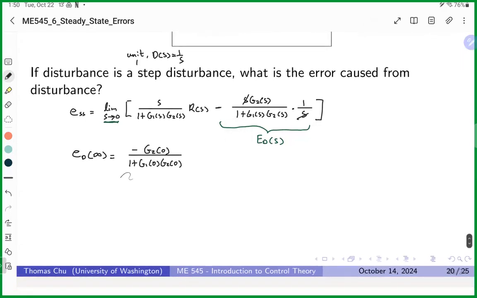So next, what I'm going to do is divide both the top and bottom by 1 over G2 of 0, and I get this. So the G2s in the numerator cancel out, and I get this: 1 over (1 over G2 of 0 plus G1 of 0).